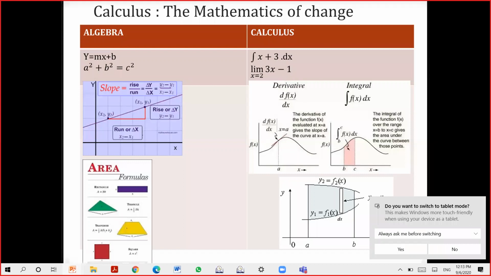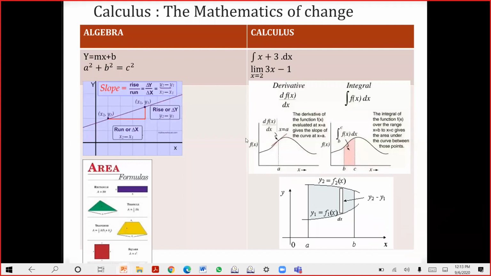So here now, in calculus, we deal with change, as you see here.